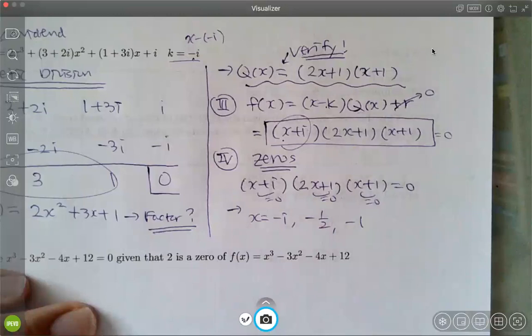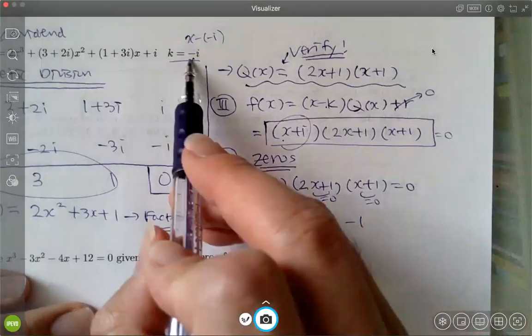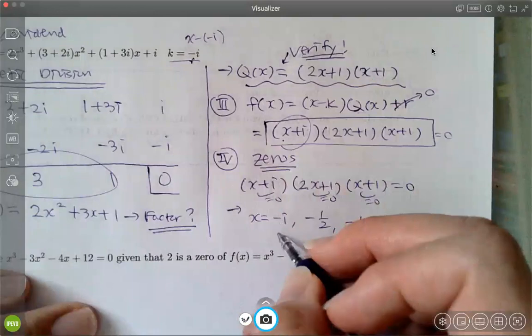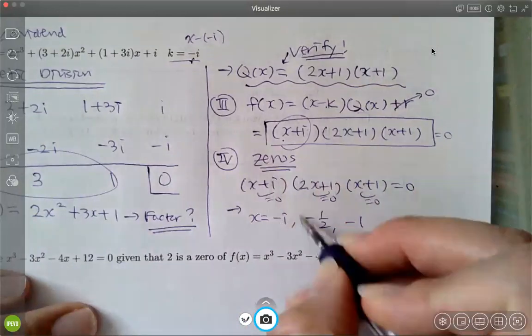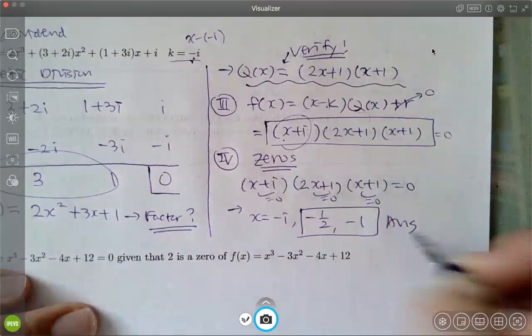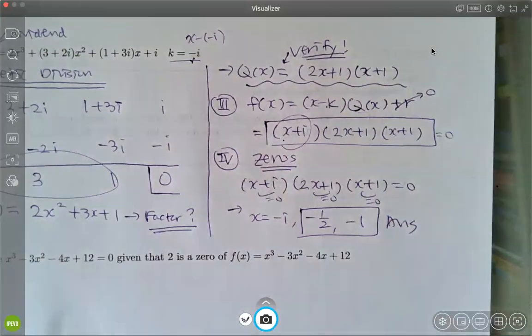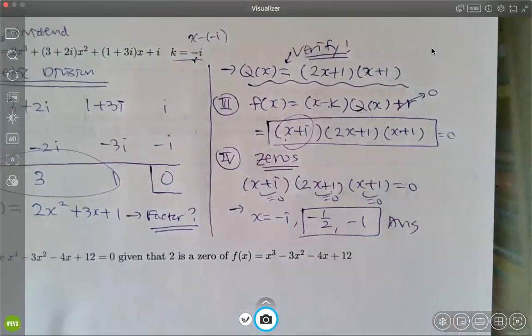Are they the answers? No, because negative i was a given 0. So we don't ever include this as one of the other zeros. So what are the other zeros? These two. Okay, so that's number 2. And now number 3.